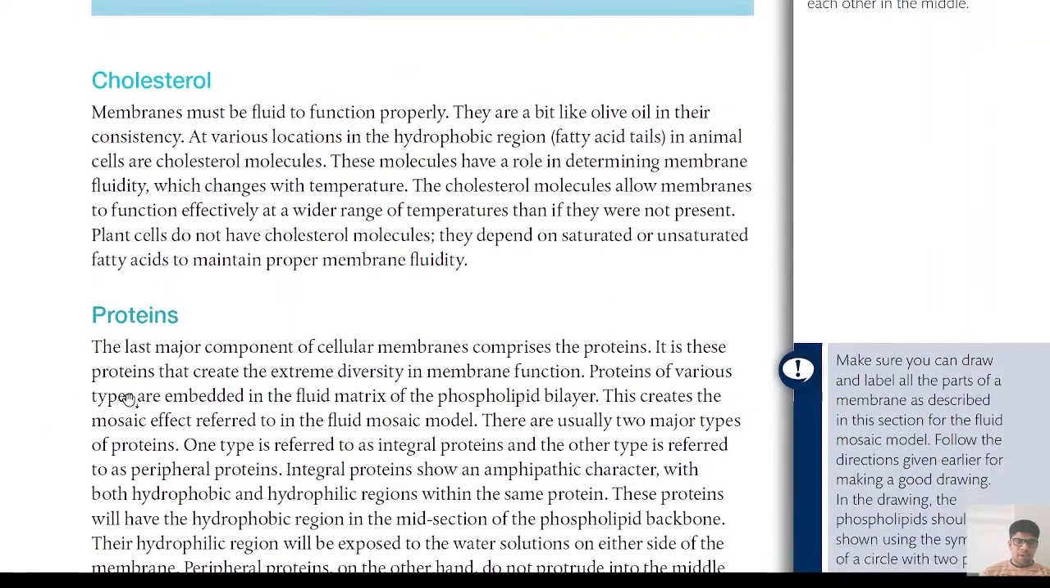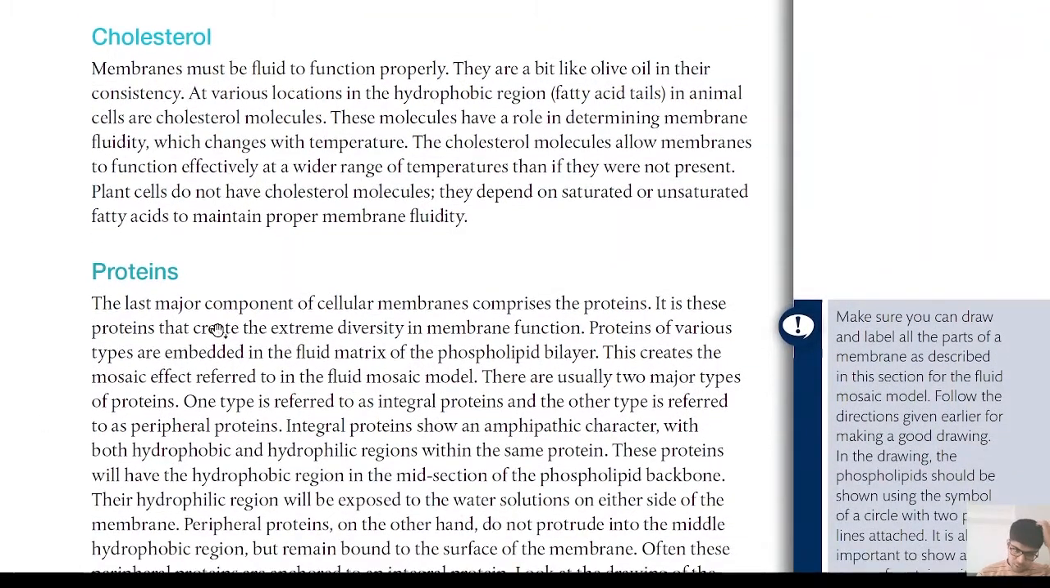The proteins are the last major component of cellular membranes. It is these proteins that create the extreme diversity in membrane function. The proteins of various types are embedded in the fluid matrix of the phospholipid bilayer. This creates the mosaic effect referred to in the fluid mosaic model. There are usually two major types of proteins. One type is referred to as the integral proteins, and the other type is referred to as the peripheral proteins.